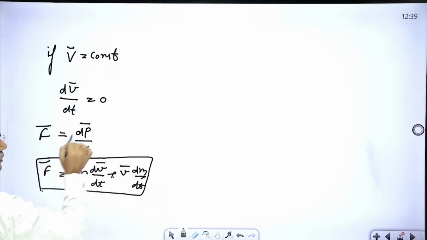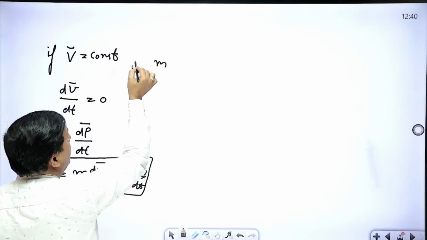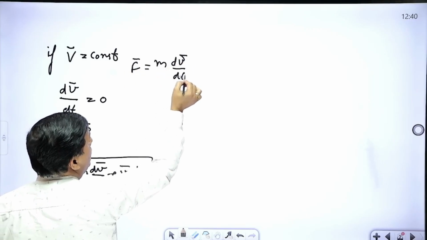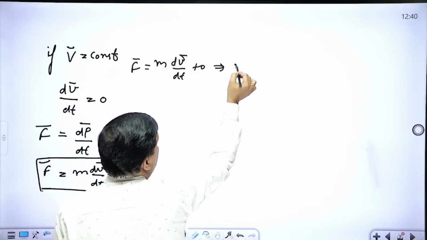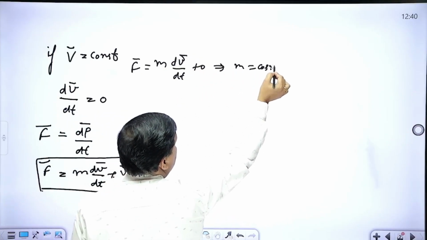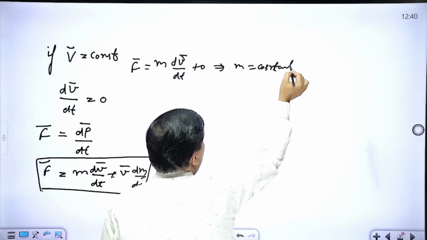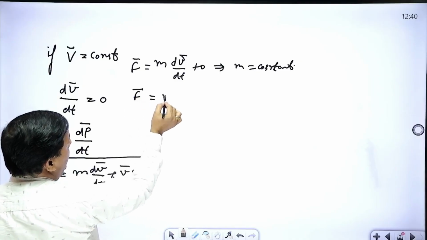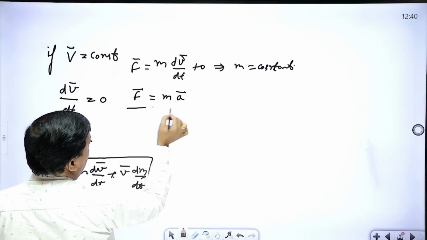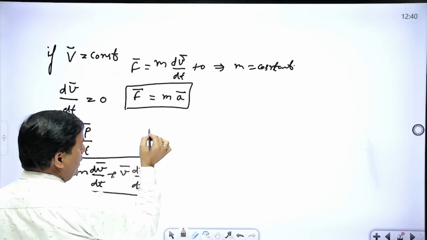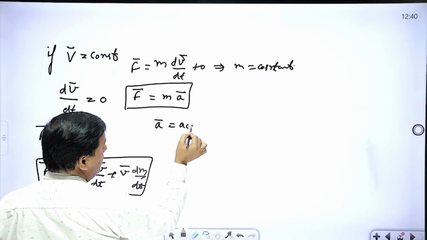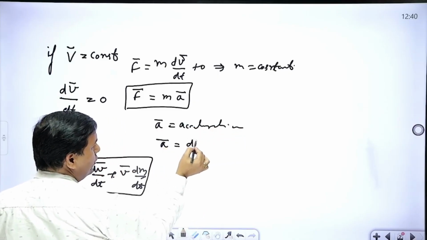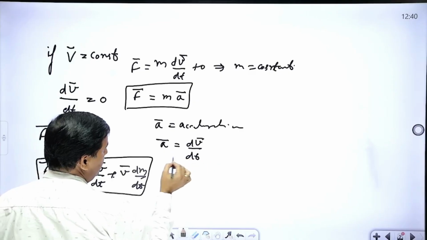According to the condition, we can write F vector equals m dv vector upon dt plus 0, when m is a constant. Since m is a constant, we can write this as m a vector, where a is the acceleration vector. The acceleration is given as a vector equals dv vector upon dt.